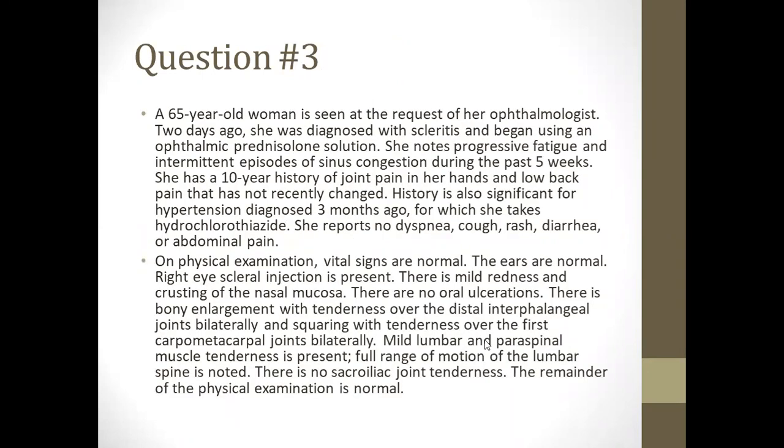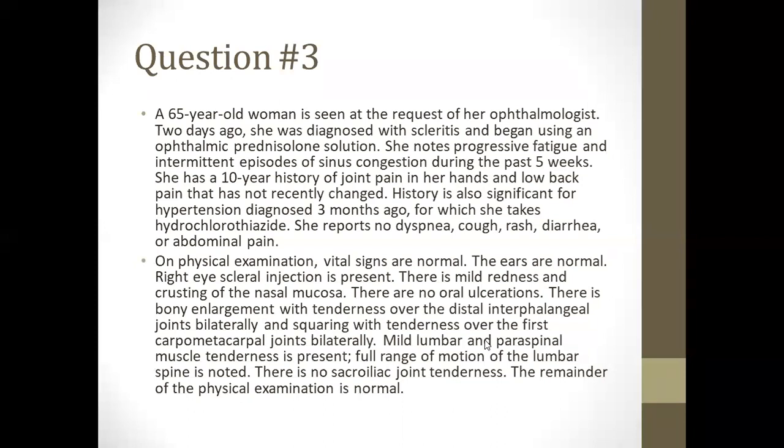those questions. Okay, number 3. A 65-year-old man is seen at the request of her ophthalmologist, or excuse me, a woman. 2 days ago, she was diagnosed with scleritis and began using ophthalmic prednisone solution. She notes progressive fatigue and intermittent episodes of sinus congestion during the past 5 weeks. She has a 10-year history of joint pain in her hands and low back pain that has not changed recently. History is also significant for high blood pressure, diagnosed 3 months ago. She takes hydrochlorothiazide. She has no shortness of breath, cough, rash, diarrhea, or abdominal pain.